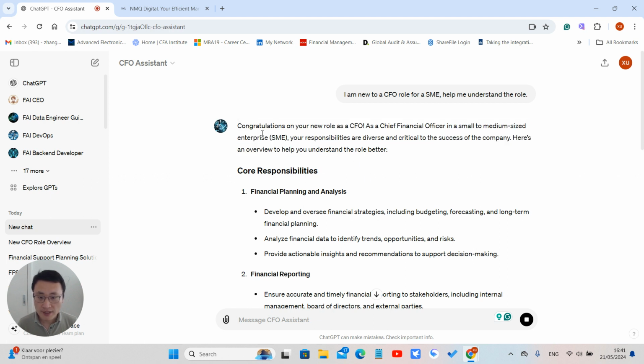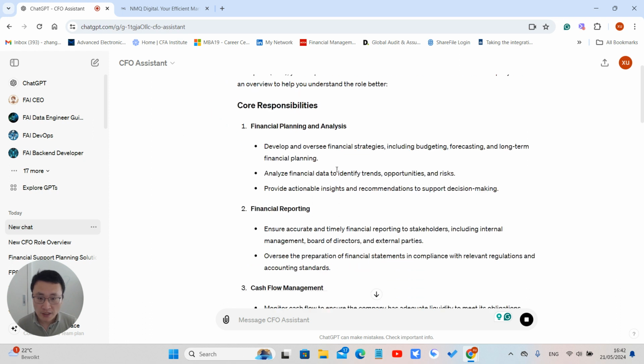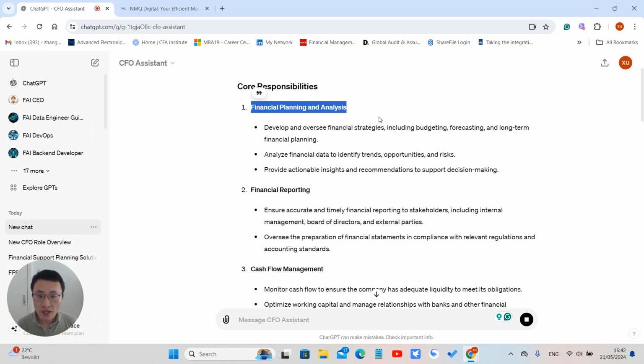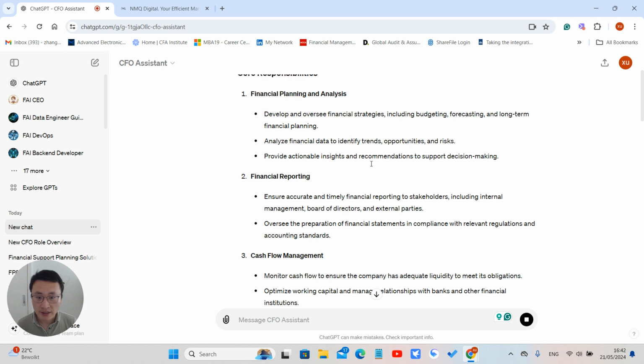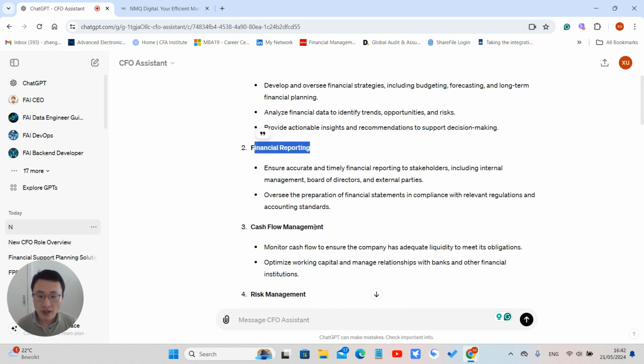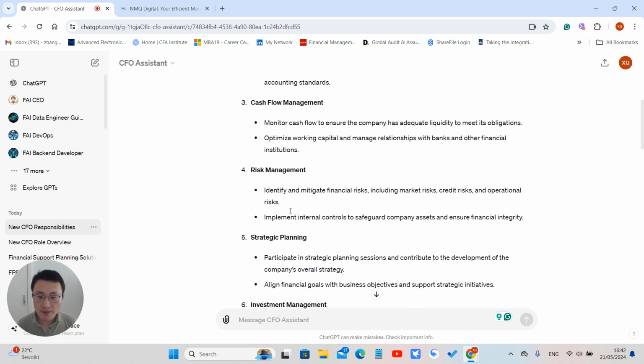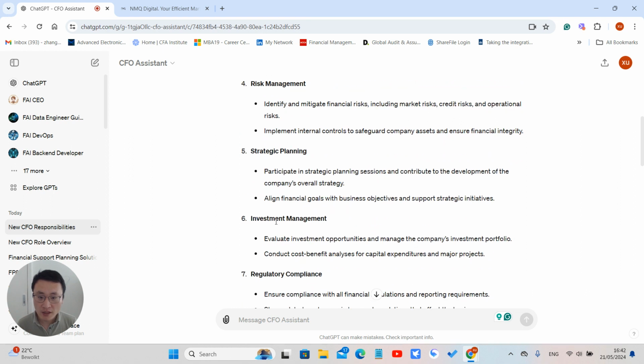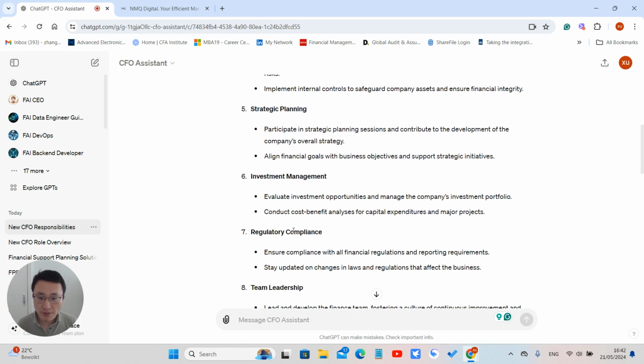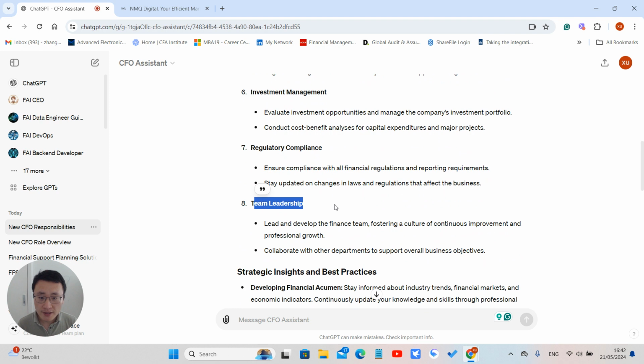Here is the response. It says, okay, congratulations on your new role as a CFO. As a chief financial officer in a small to medium-sized enterprise, your responsibilities are diverse and critical to the success of the company. Here is an overview to help you understand the role better. Core responsibilities. So it understands that we are responsible for financial planning and analysis, financial reporting, cash flow management, risk management, strategic planning, investment management, regulatory compliance, and team leadership.